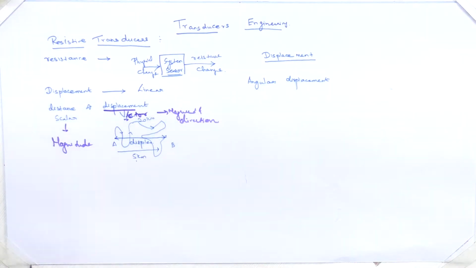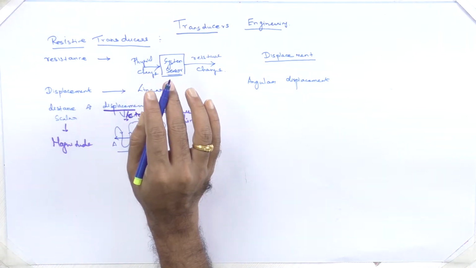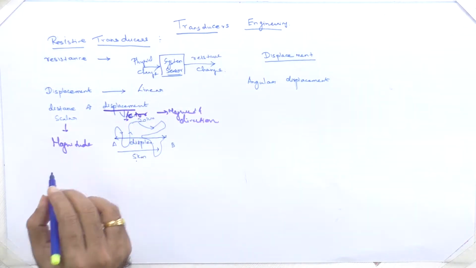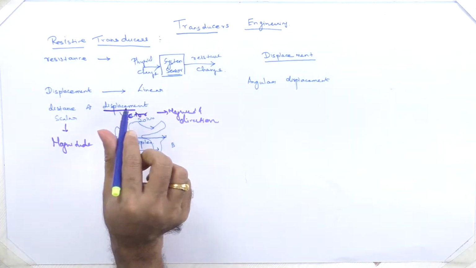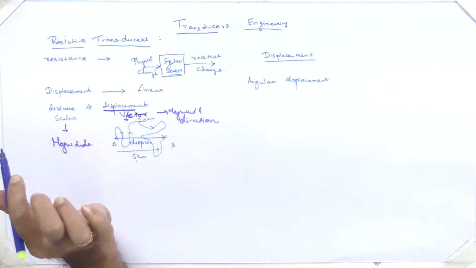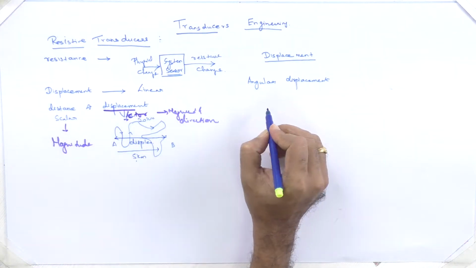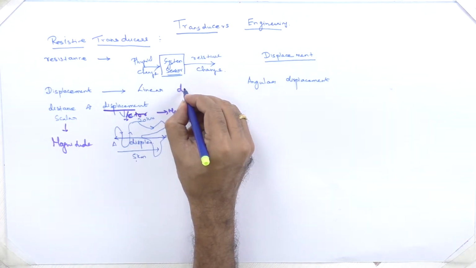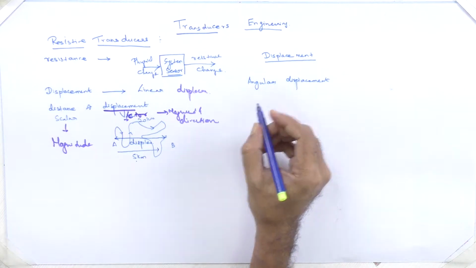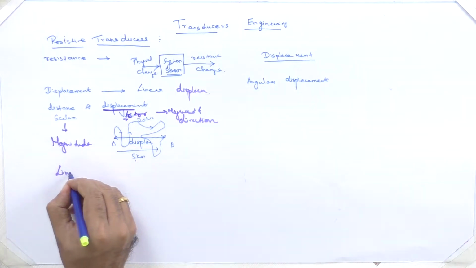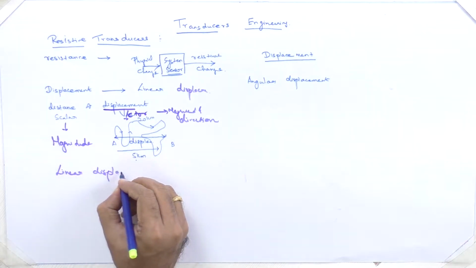Okay, so here using our transducers, the resistance type of transducers, we will be able to measure both the magnitude and direction of the displacement that is going to happen. Hence it is the linear displacement. First, let me start with linear displacement.